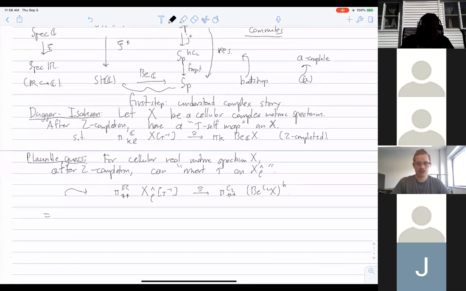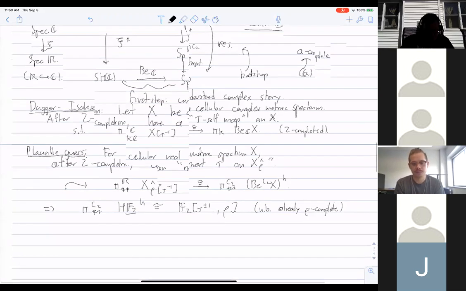In particular, returning to our example, we'll see that for this homotopy completion for HF2, its bigraded C2 equivariant homotopy is isomorphic to just inverting tau in terms of the real motivic homotopy of HF2. Note that it's already rho complete because I'm thinking about that completion in the graded sense. So the rho completion step is already done for you, and I just have to invert that element tau.